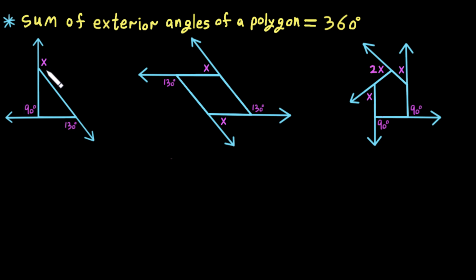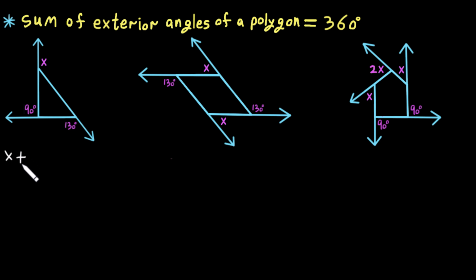Once we find this x, we will know all three exterior angles. Now let's find this x. How to find x? We use this rule: the sum of exterior angles of a polygon equals 360 degrees. So we will put x plus these angles equal to 360 degrees. You can start with this one or this one, it's fine, because all we need to do is sum these three exterior angles.